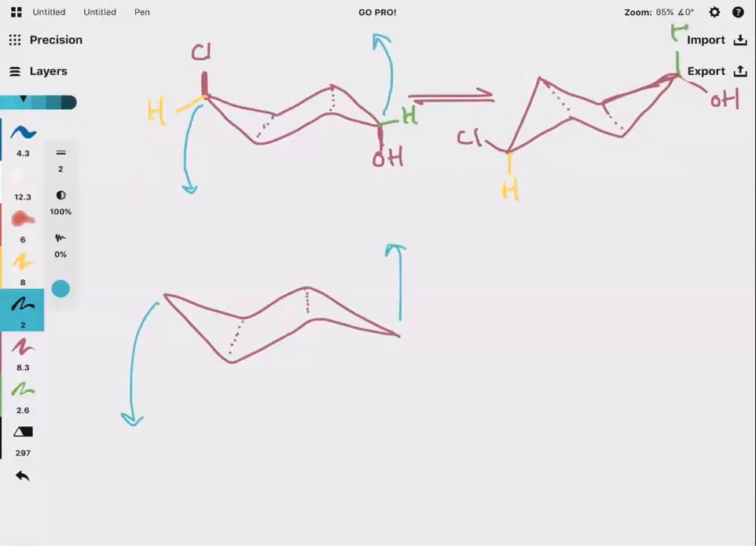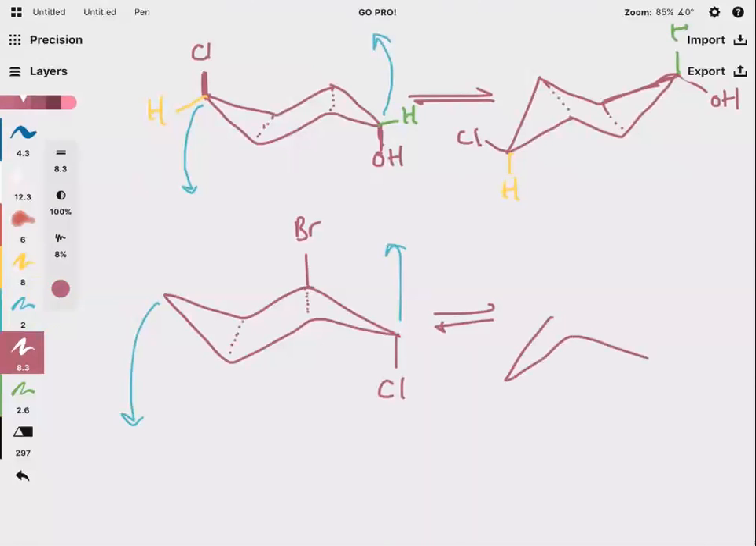So let's add some functional groups. Let's say we have a chlorine pointing down like so, and over here we have a bromine pointing up. So when this ring flip or ring inversion happens, the left side is now going to be pointing down. So it's going to be like this. And the right side of the ring is going to be pointing up. There's our hinge region and hinge region right there.